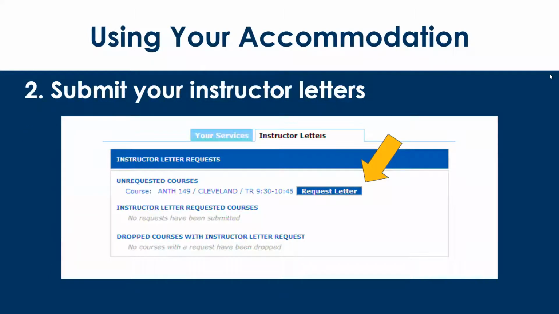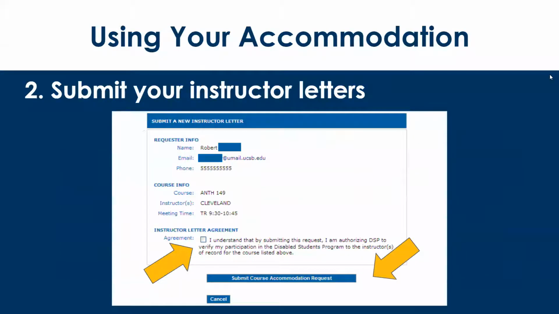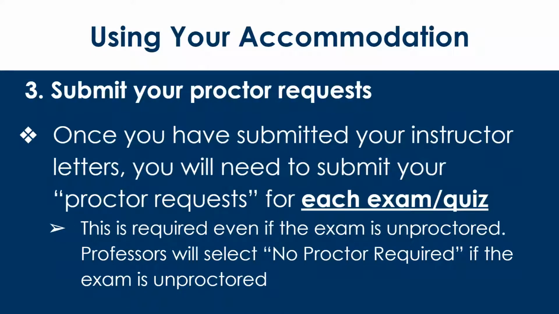In order to submit an instructor letter, navigate to the Instructor Letter tab in the DSP portal and click Request Letter. From there, you'll need to check the user agreement and then submit course accommodation requests at the bottom of the screen. The third step to using your accommodation is to submit your proctor requests.